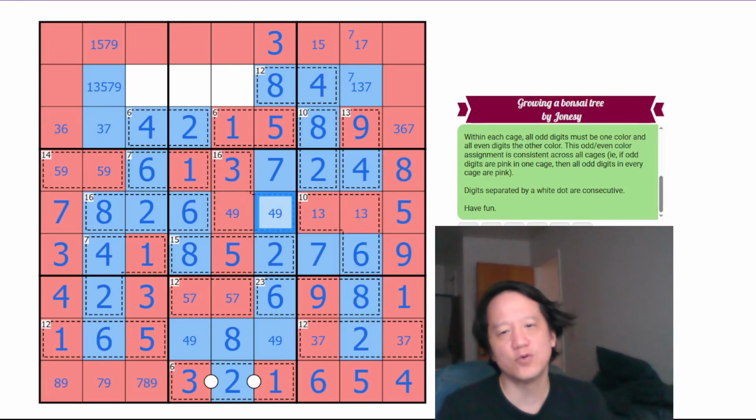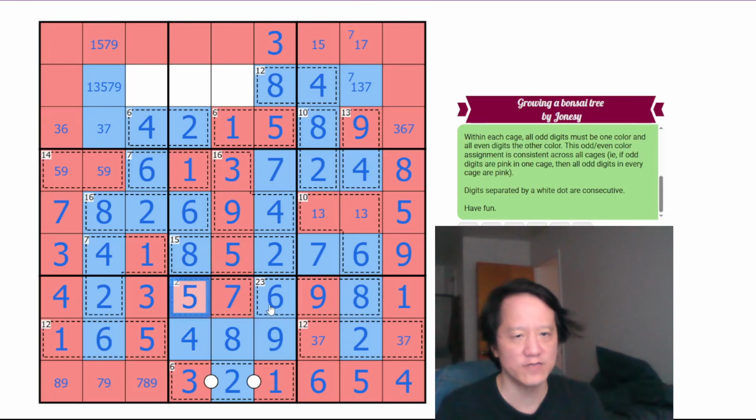So this is 4, which makes this 9. 4 eliminates 4 here, so that's 9, which makes this 4. 5 eliminates 5 here, so it's 7, which makes that 5.